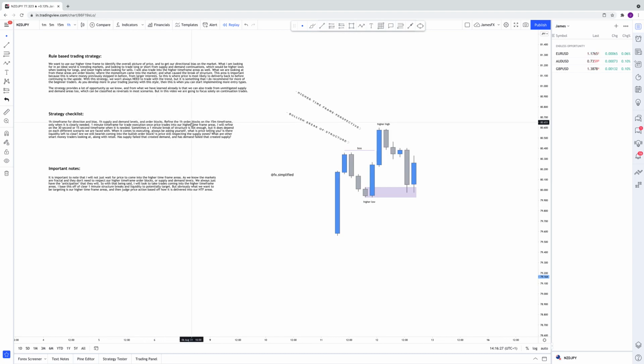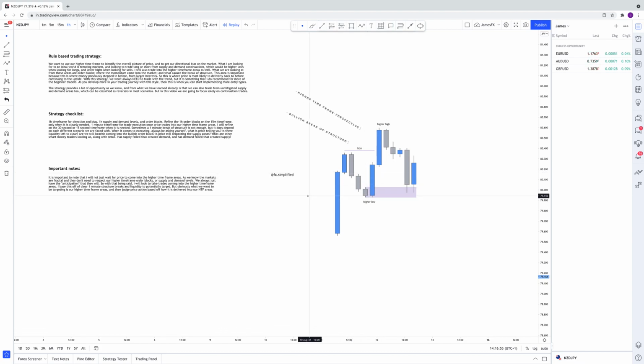Refine the 1 hour order blocks on the 15-minute time frame only when it is clearly needed. What that means is if we have this as an order block, but on the 15-minute it's a really clear push off, clear imbalance, and a candle where we can refine, then that's what I'm going to be doing. And I'm not going to refine lower than that. So I'm not going to be going on to the 5-minute. I'm refining from the hourly to the 15, and then that's it.